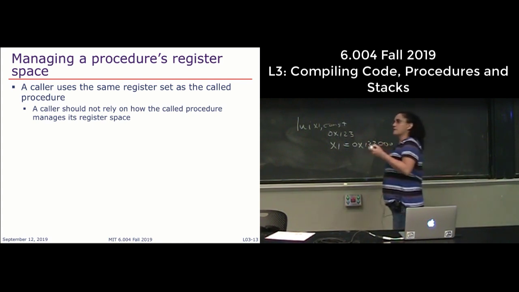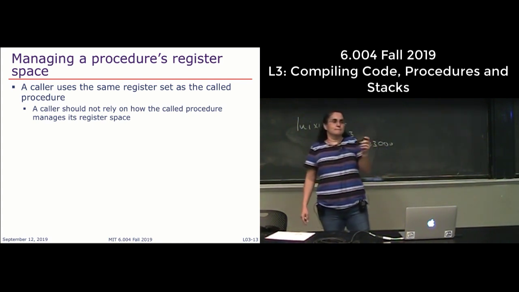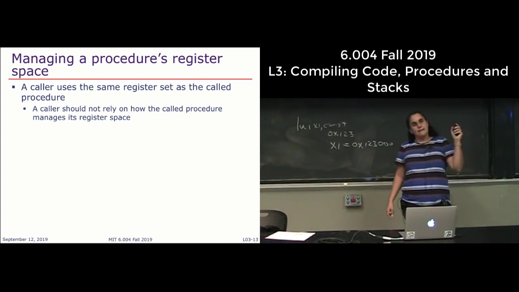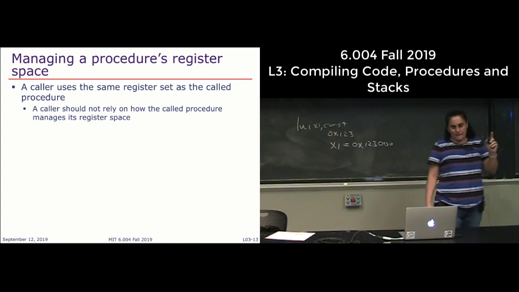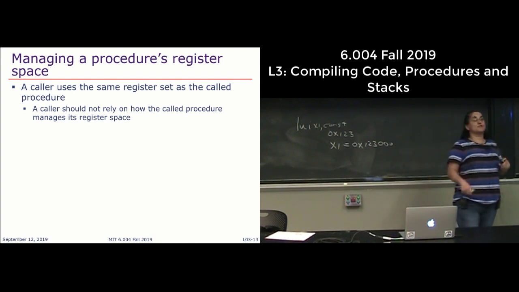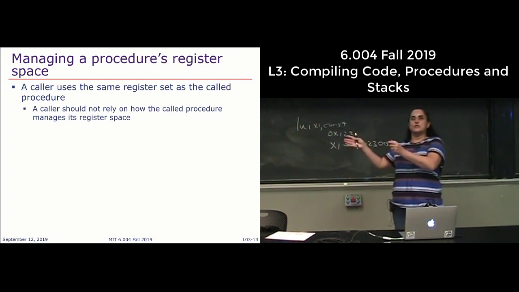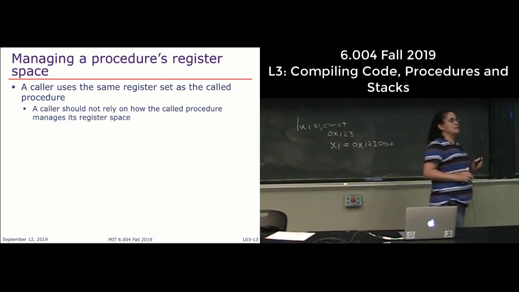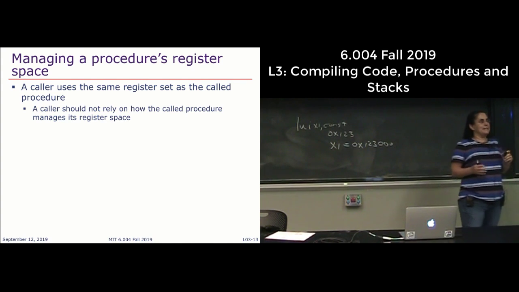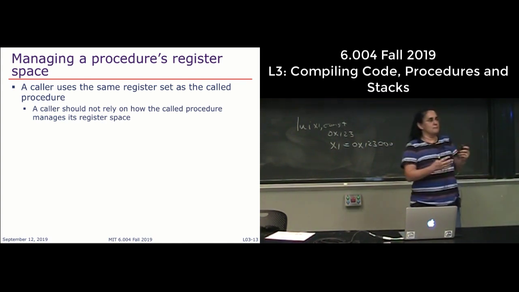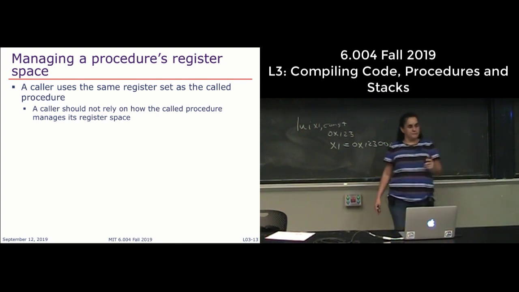Okay, so the first thing that we're going to hold as a requirement is that the caller cannot rely on how the called procedure manages its registers. Okay, so it's going to assume that the procedure might overwrite its registers. So if there's some value that it needs to keep upon return from this procedure call, it has to worry about making sure that it kept a copy of it somewhere.